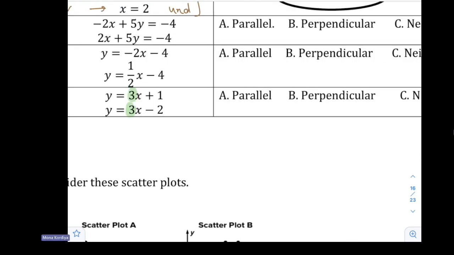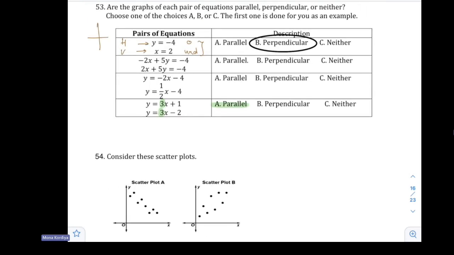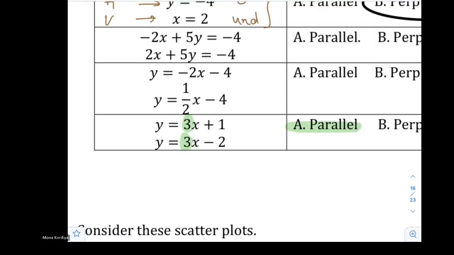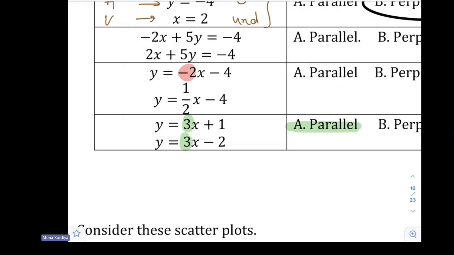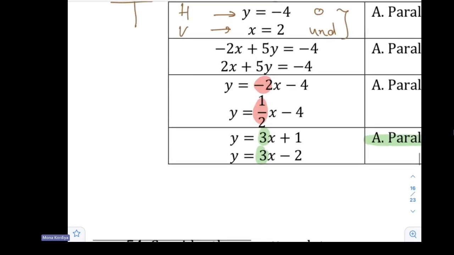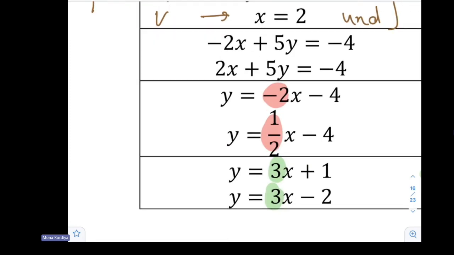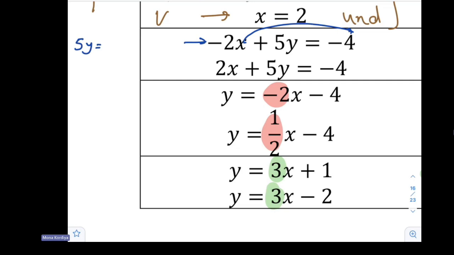This and that are exactly the same, so for sure it's parallel. This and that are negative reciprocals. This is negative and this is positive, and this is upside down, so these are perpendicular. Regarding this one, you should solve for y. This is the remaining part. To solve for y, take the x there. 5y is 2x minus 4. When you divide by 5, this is the slope.